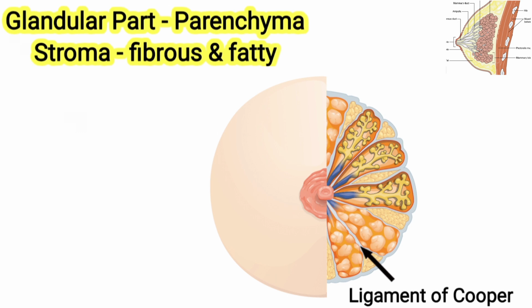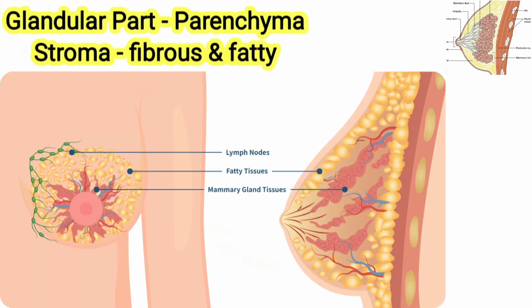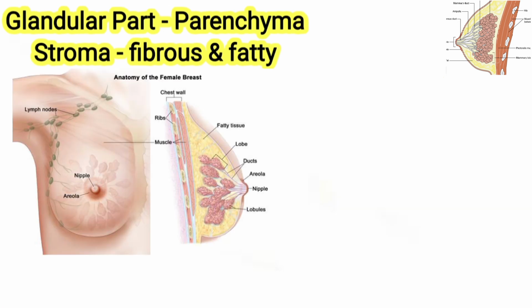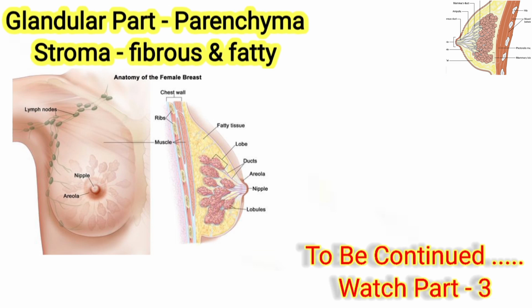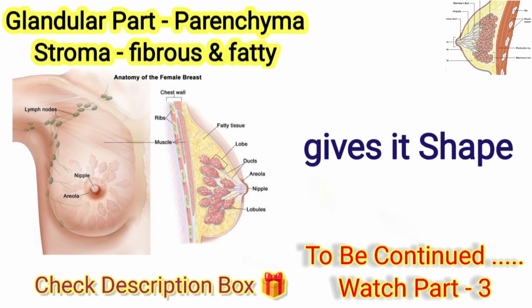So in fibrous stroma, you must remember that it consists of fibrous septa which extend from skin to the deep fascia and divides gland into 10 to 15 lobes by ligament of Cooper. And the third point was fatty stroma. It lies between septum and glandular part. Now let me explain you its meaning. Fatty stroma lies between septum and glandular part means soft fat tissue fills the spaces between the supporting walls and the milk making glands. So inside the breast, soft fat acts like a cushion filling between the supporting bands and the milk making parts. It makes the breast soft and gives it shape.